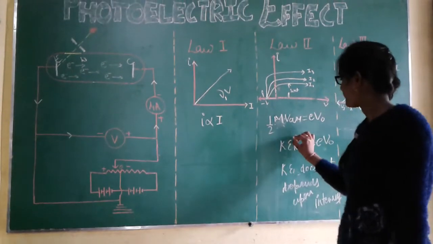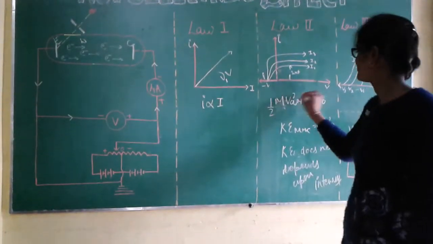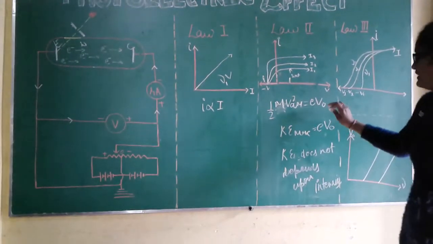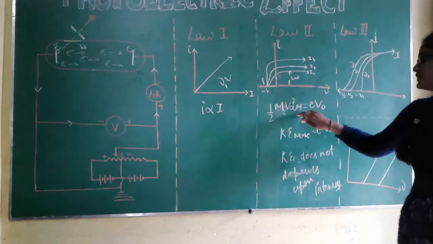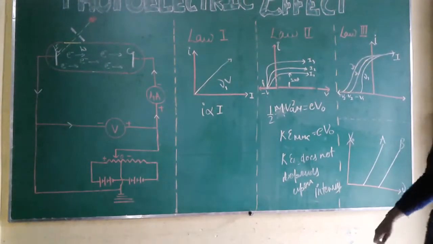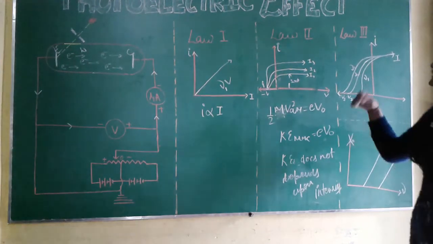V max square on top. Okay, this kinetic energy does not depend upon the intensity. This is our second law. Now comes to the third law.